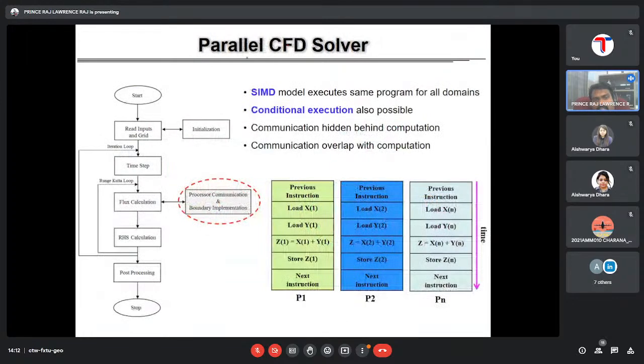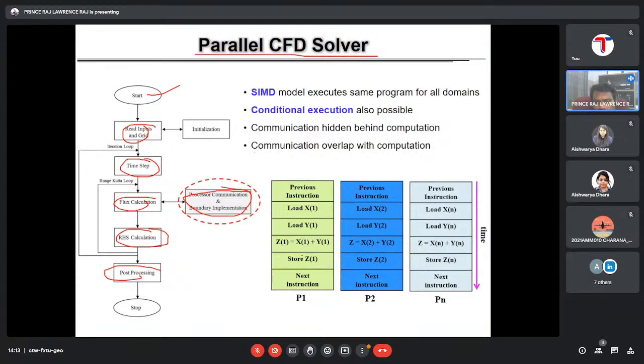Now, how does a general CFD solver work? We start and read the grid file, whatever you are generating, then time step calculations, then flux calculation. Here itself, we do the processor communication and boundary implementation together. Then calculate the RHS, that is nothing but solving the PDE, the partial differential equation, and then post processing. This is a time loop. So this is the general way it works.